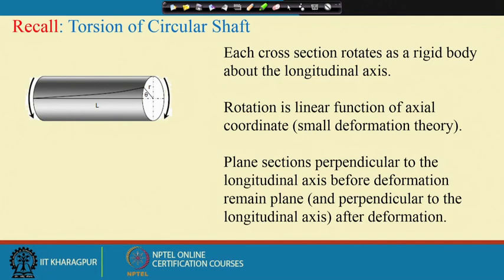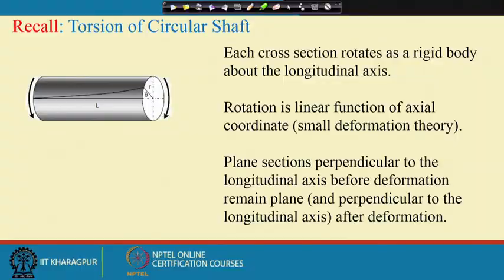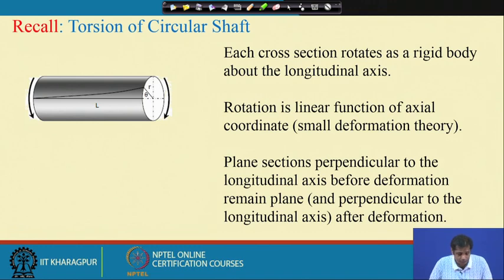We studied torsion in our strength of materials course, and if you recall, mostly at that time you derived the formulation for torsion of a circular shaft. Now, the assumptions that we used while deriving that formulation, other than it being elastic and obeying Hooke's law, were the geometric assumptions. The first condition was that each cross section rotates as a rigid body about the longitudinal axis.